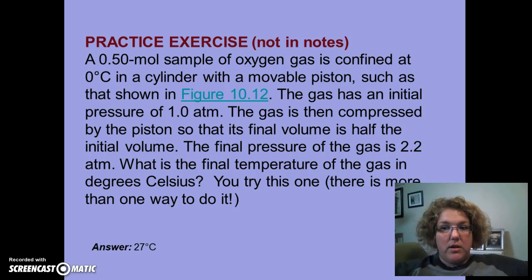Would you do two separate calculations using two different laws? Would you use one law? There's not really a right or wrong way. The better way, of course, is the faster way.